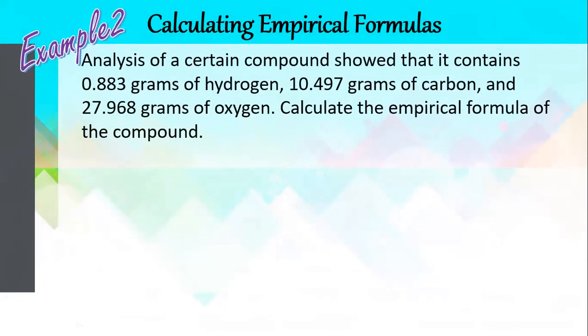Okay, so let's have another example. Analysis of a certain compound shows that it contains 0.883 grams of hydrogen, 10.497 grams of carbon, and 27.968 grams of oxygen. You have to calculate the empirical formula of the compound. We will skip the conversion from percentage to grams, since the given is in terms of grams already. So the next step is to convert the mass to moles.